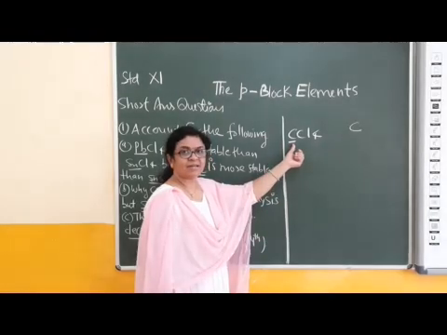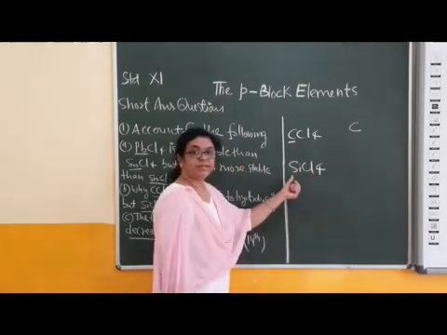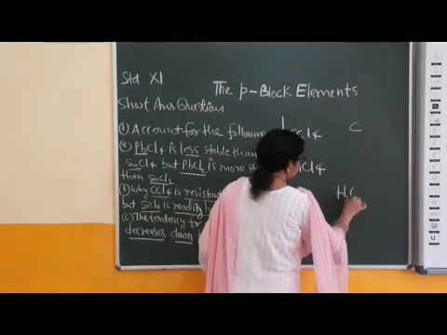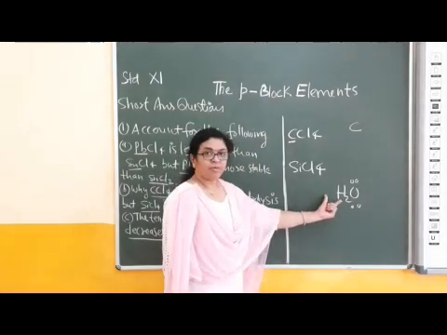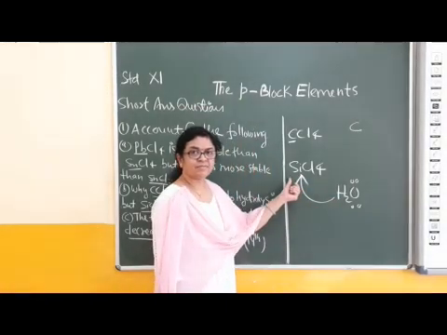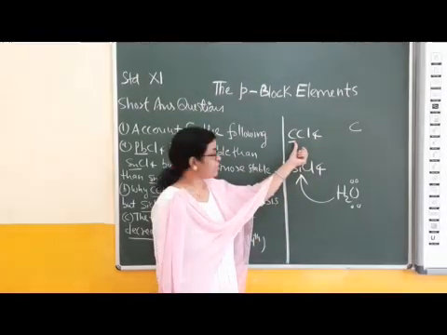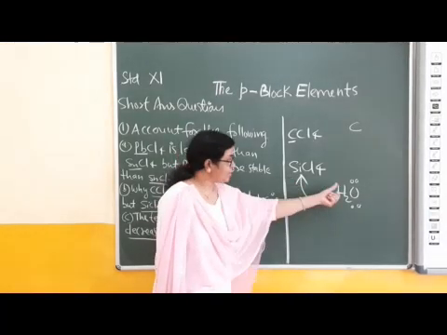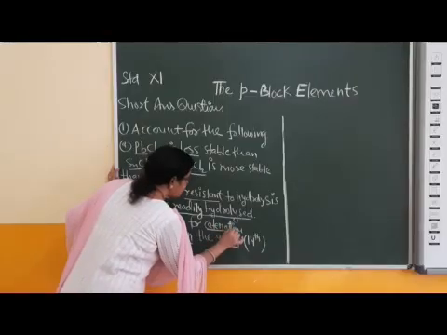Here vacant d orbitals are absent, but in silicon, vacant d orbitals are present, right? The lone pair of electrons donated by the water molecule is easily accepted by silicon in vacant d orbitals, right? What is the reason? Absence of vacant d orbitals in carbon, and presence of vacant d orbitals in silicon. Okay, children? Silicon can accommodate the lone pair of electrons of the water molecule.